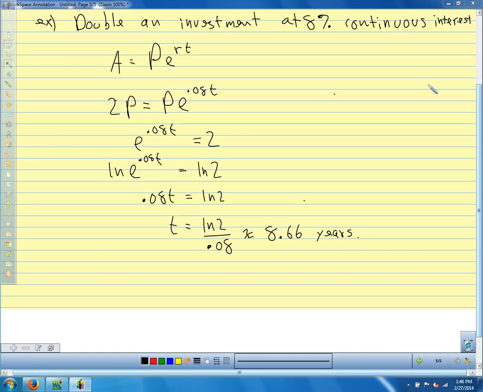The interesting thing here is the doubling time does not depend on our principal, so it doesn't matter how much we invest. All it depends on is our interest rate. So if we put any interest rate in here, our doubling time is always going to be the natural log of 2 over our interest rate as a decimal. That's our doubling time.